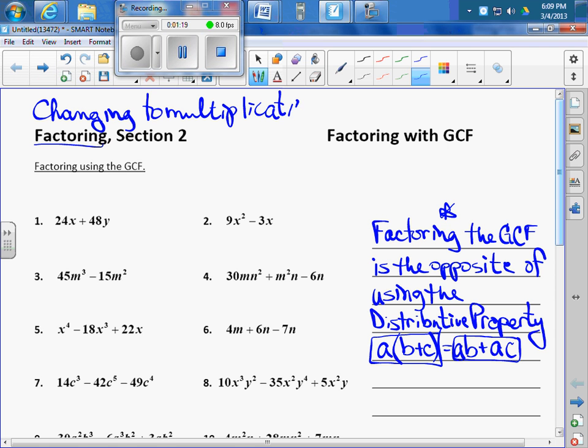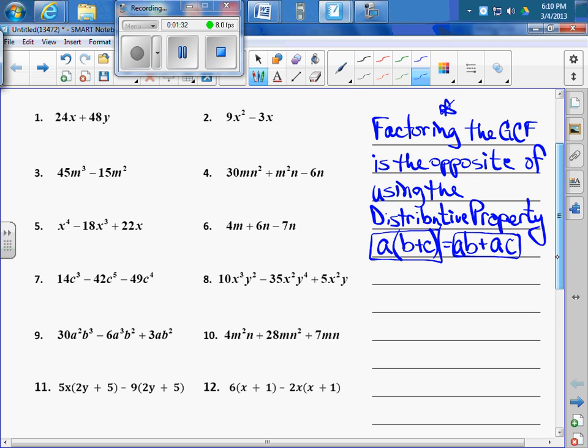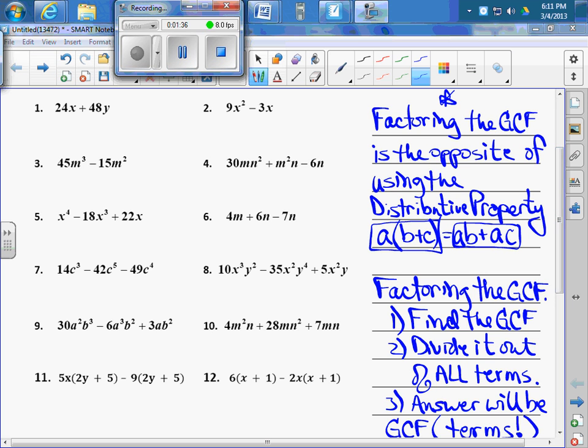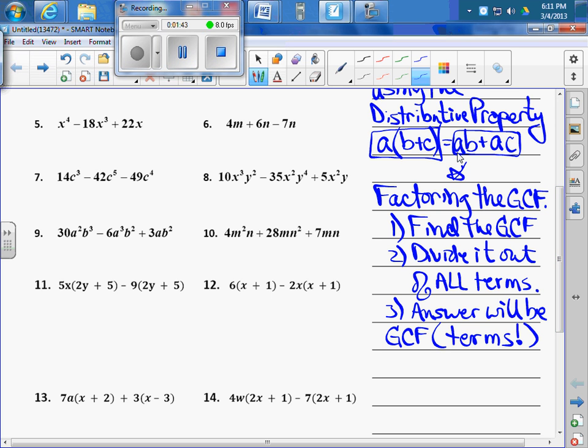Remember how we would factor a number and we'd come up with all the prime factors? Well, that's changing it to multiplication. We're going to take a polynomial, 24x plus 48y, and we're going to factor it. We're going to change this to a multiplication problem. Well, how do we do that? Basically it comes down to 3 steps. Factoring the GCF, again, make sure you get these steps written down in your notes also. Number 1, find the GCF.